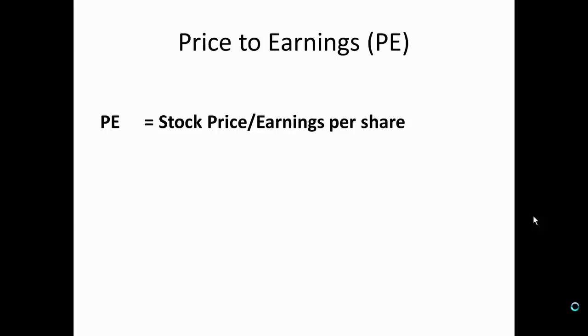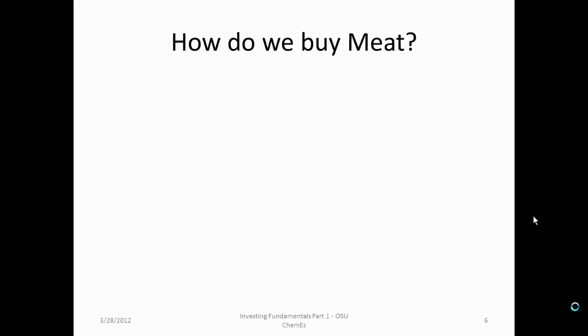And finally, we have PE, price to earnings, and it is stock price divided by earnings per share. And this helps us understand what a good value for the company is. With these three pieces of information, we can do a lot. Before we go further, though, I want to stop for a second on PE.